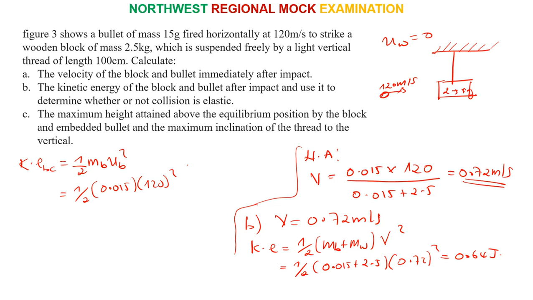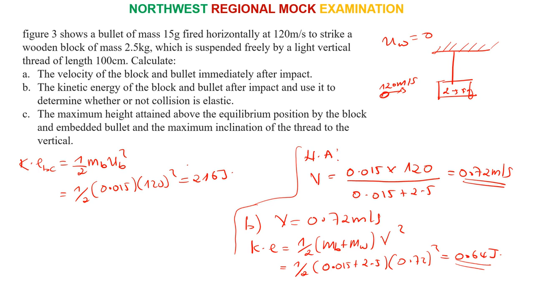So let's verify if the collision is elastic. It gives 216 joules. We clearly see from here that the initial energy is not equal to the final kinetic energy. So it tells us that the collision is not elastic.